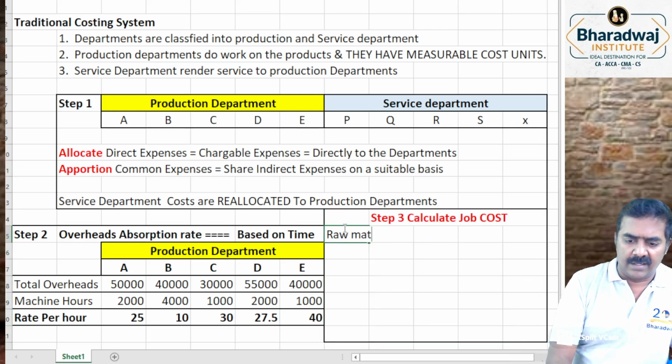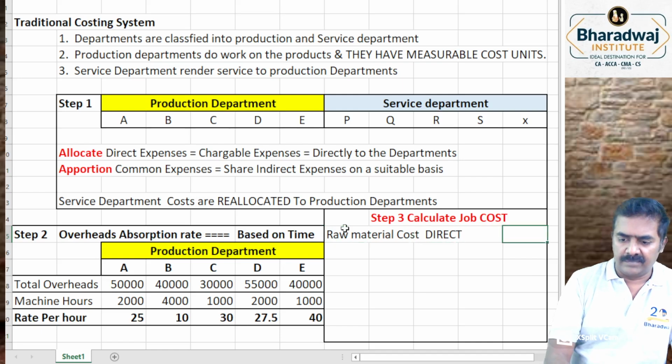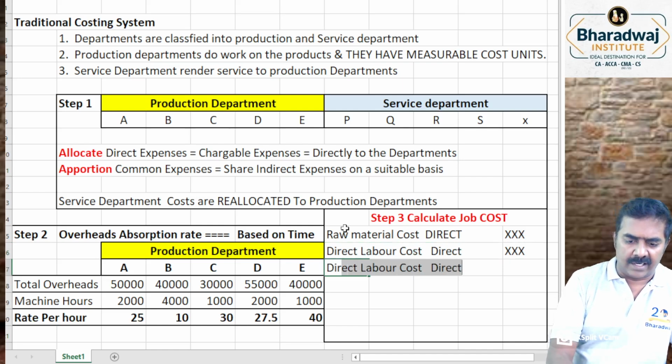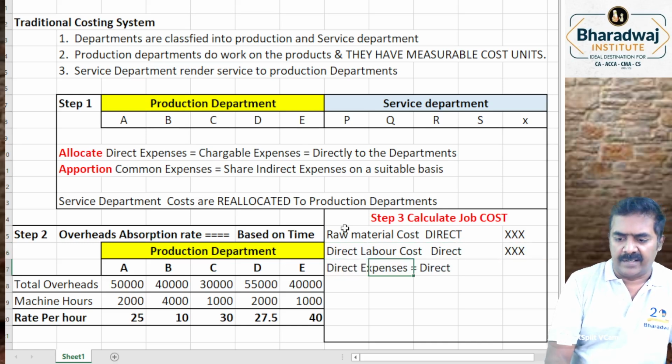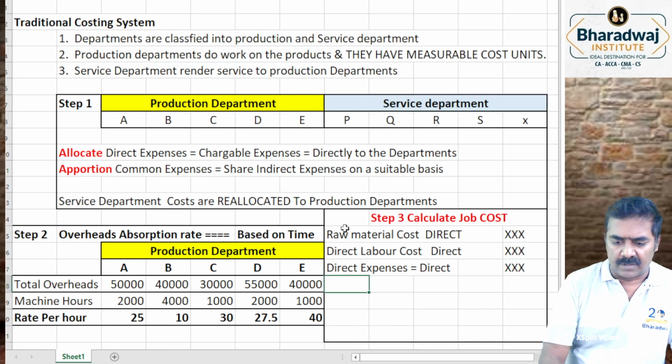Work out the raw material cost. Raw material cost can be worked out directly. Then direct labor. That also can be calculated what? Direct estimate. Then any other direct expenses, that also can be calculated directly. Sir, what about overheads?